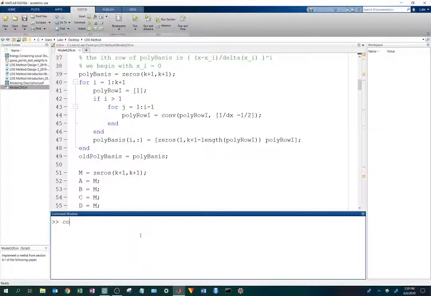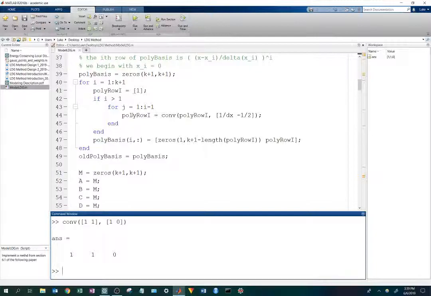So if we want to take the convolution of the polynomial, let's say x plus 1, and multiply it by x, say, which would be 1, 0, then we should get x squared plus x. And so when we do this convolution, we get x squared plus x plus 0. And so that's x squared plus x.